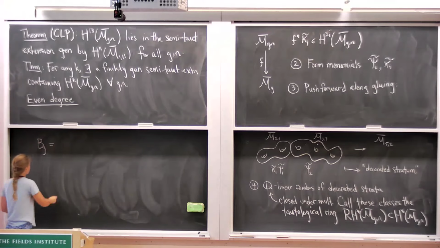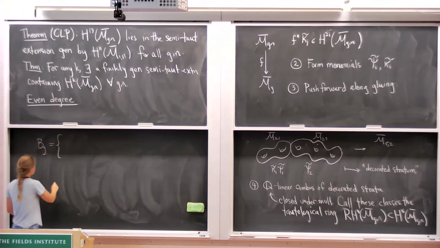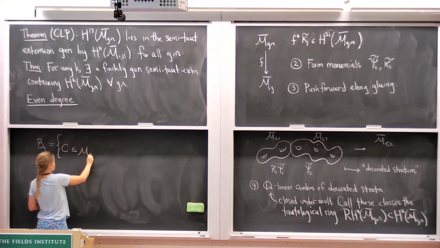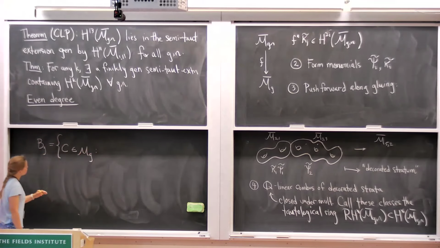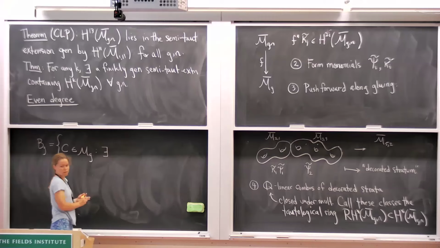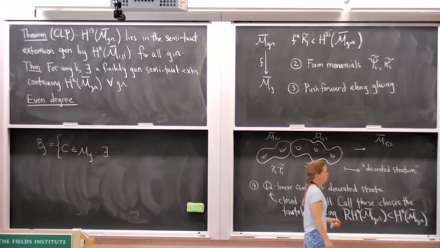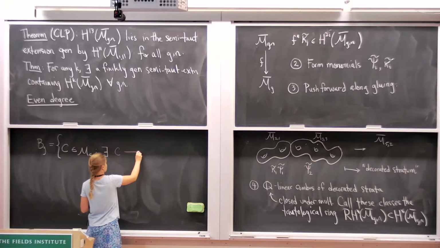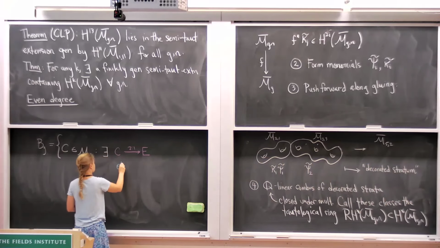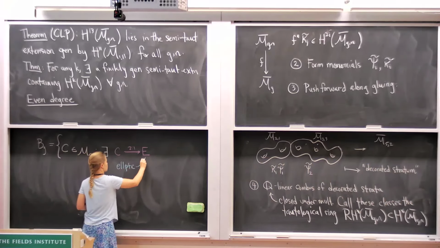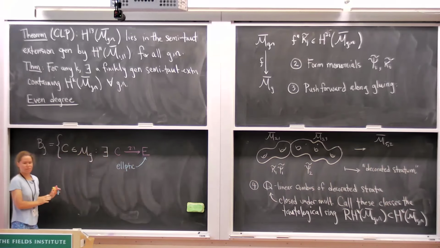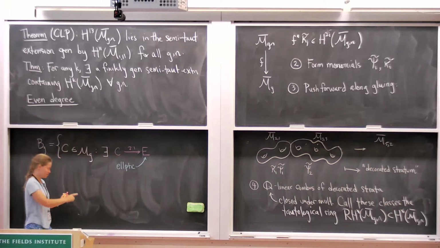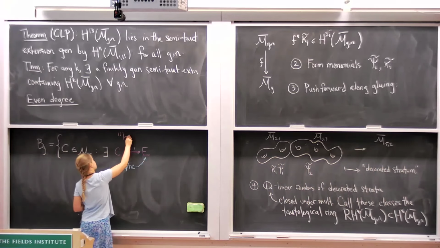So I'm going to define B_g to be the collection of curves in M_g that admit a degree 2 map to an elliptic curve. So this is very appropriate for spec Q bar because these curves are called bi-elliptic curves.